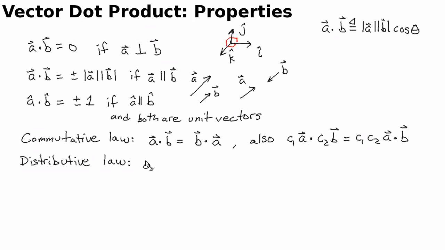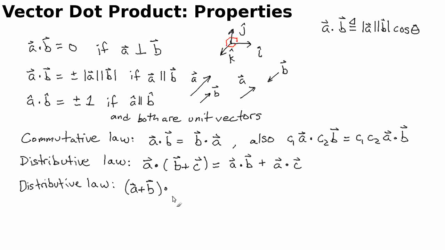Next, we have the distributive law. This is very similar to multiplication in that we distribute the dot product across a sum. So in this case, A dot (B plus C) will simply become A dot B plus A dot C. And similarly, if we have a larger vector expression, like (A plus B) dot (C plus D), then we'll dot A with both C and D, and then we'll dot B with both C and D, and add all the results together.